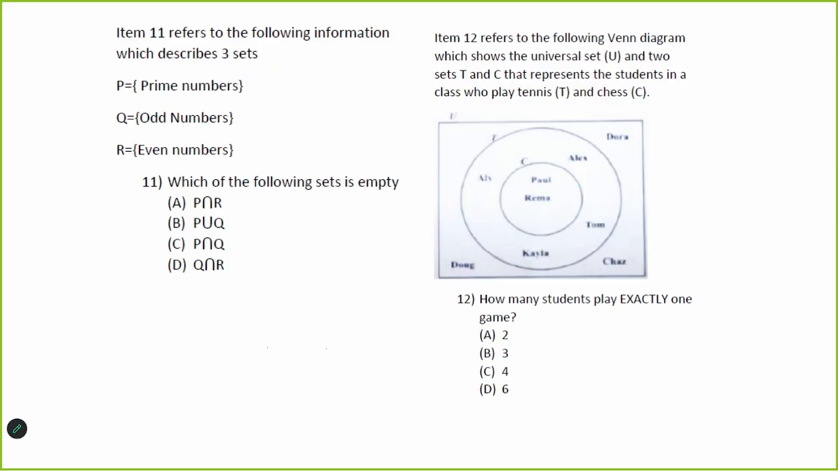Item 11 refers to the following diagram, which describes 2 sets. Which of the following is an empty set? It's the intersection between P, not R and Q. We're looking for Q and R, which is D. Item 12 refers to the Venn diagram, which shows a universal set and 2 sets, T and C, that represent the students in the chess. How many students play exactly 1? 1, 1, 2, 3, 4. So it'll be 4.